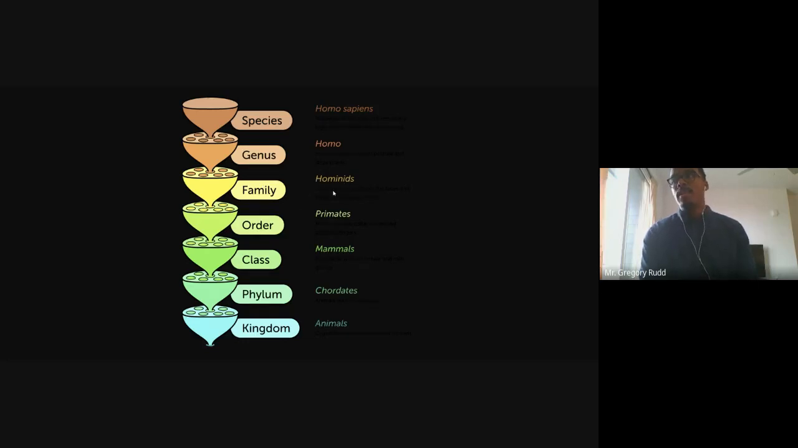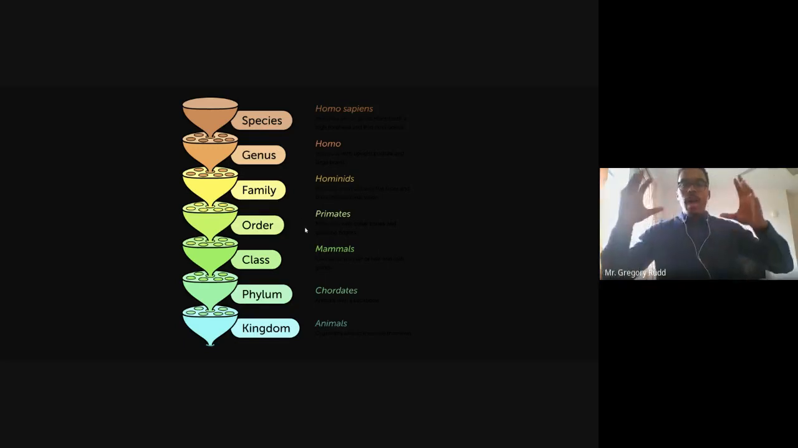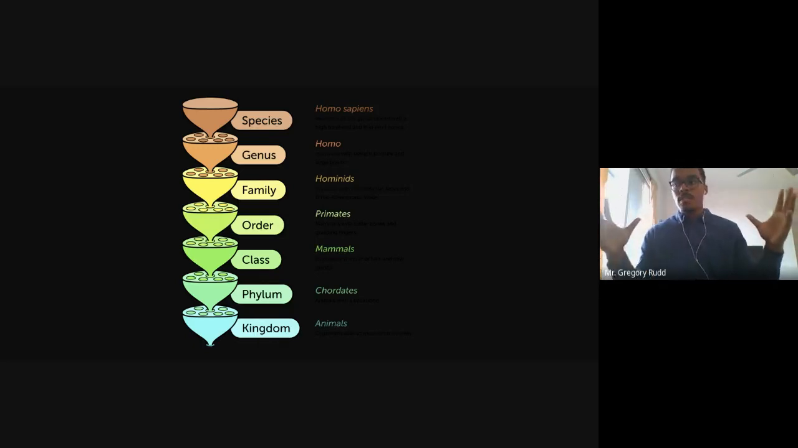The hominid family is made up of primates with relatively flat faces and 3D vision. So there are other species that are a part of the hominid family. If we go up even further, we are a part of the primate order, which are mammals with collarbones and grasping fingers. There are plenty of other families and genuses and genii and species that are a part of the primate order. So as we kind of zoom out, we're including more and more organisms, more and more species under the umbrella.